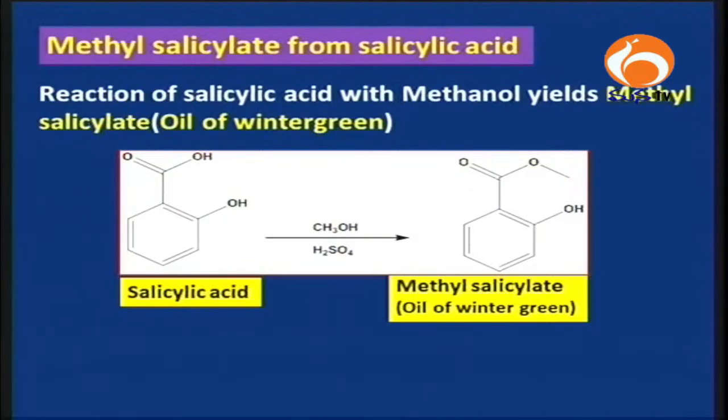How can we obtain the methyl salicylate from the salicylic acid? We know that salicylic acid is nothing but ortho-hydroxybenzoic acid. Therefore, when we carry out the esterification of this acid using methanol in the presence of an acid, then the COOH will be converted to COOCH3. That means we are carrying out the esterification of the acid with methanol. Therefore, we will get methyl salicylate.